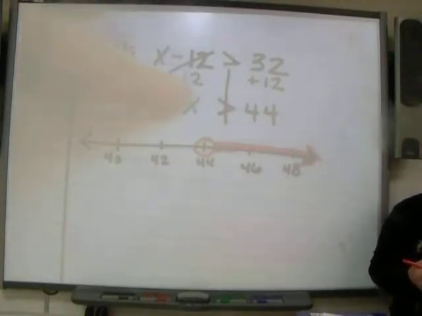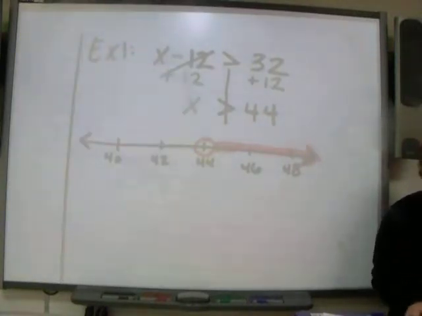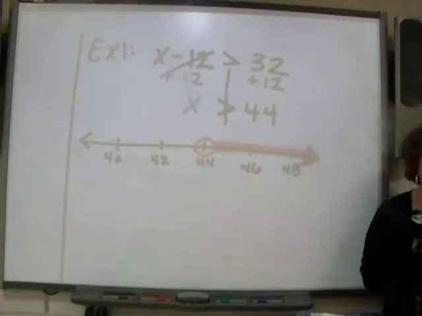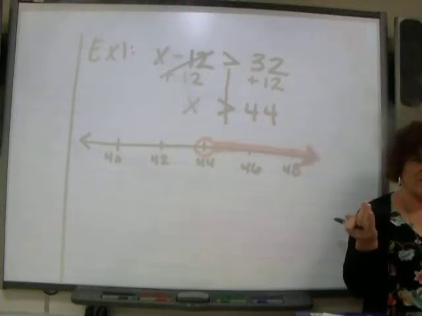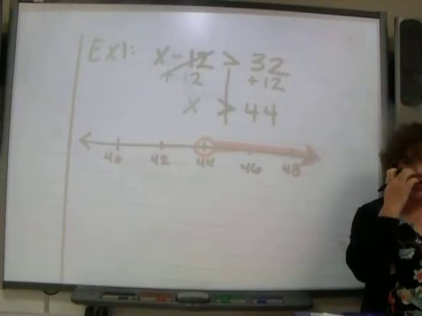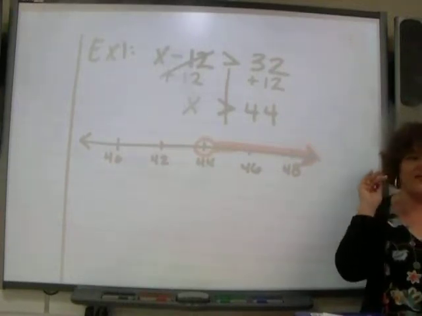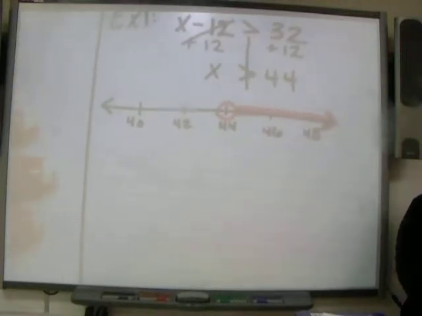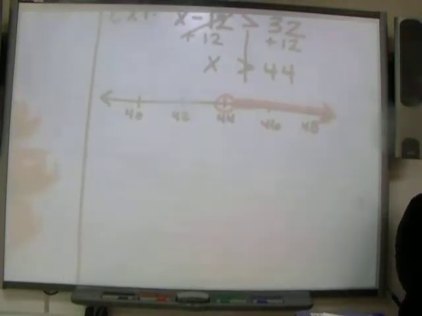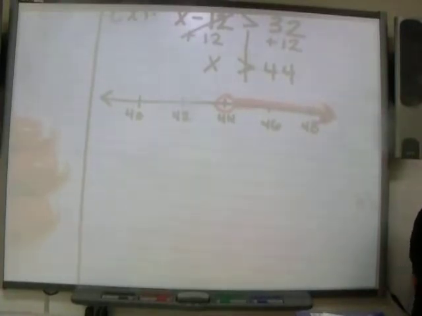So we've solved it and we've graphed it. Any questions about number 1? Now again, we're using just whole integers. We're not using fractions, we're not using decimals yet, but that's why we start with the whole numbers, so that you learn the procedure and the concept, so that when the numbers change and get harder, bigger, and turn into fractions and decimals, you'll still understand how to do it.